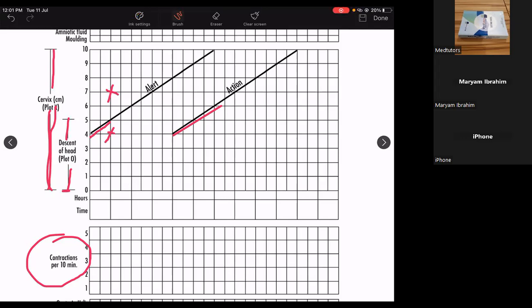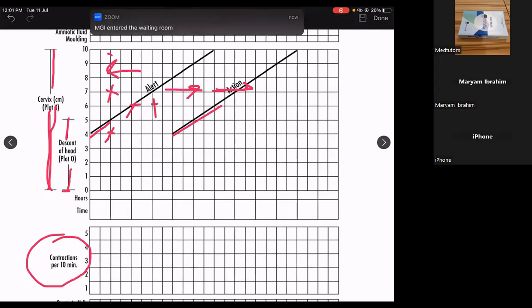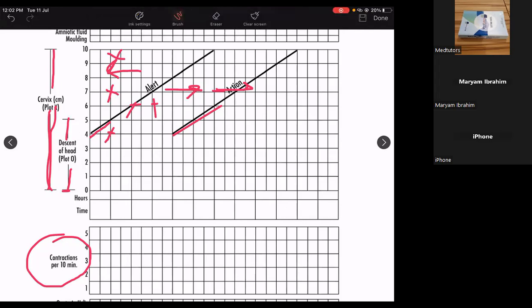But let's say you examine again and find that after 4 hours, this woman is still at 6 centimeters. Then you examine again, she's still at 6. So it starts going towards the right of the alert line when it is actually supposed to be on the left of the alert line. And then the major problem arises when this goes towards the action line or beyond the action line. So you want it to remain to the left of the alert line. It shouldn't go to the right of the alert line or towards the action line.